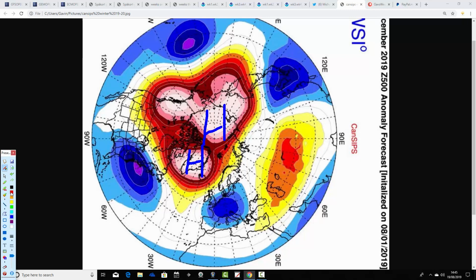So Mike Ventris was saying about cold into the major population areas. So we have one trough here into the east of America. So that's bringing cold air out of Canada down into East America.